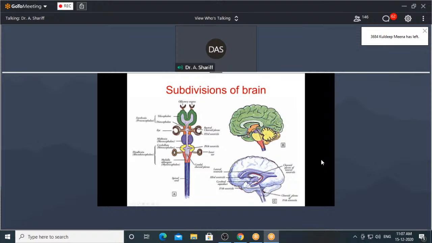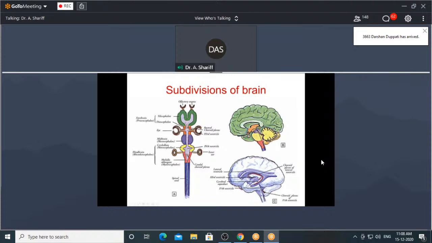And this aqueduct is actually connecting the third ventricle, that is this part, with the fourth ventricle. This is the fourth ventricle here, and this is the floor of the fourth ventricle, which ultimately becomes the cavity of the midbrain, which connects the third ventricle with the fourth ventricle. In the center of the spinal cord also there is a canal, and that is called the central canal of the spinal cord. And caudally, the fourth ventricle is continuous with the central canal of the spinal cord. Okay, these are the cavities.